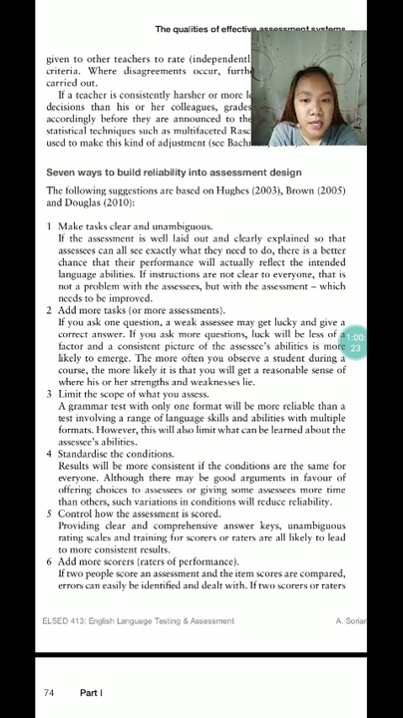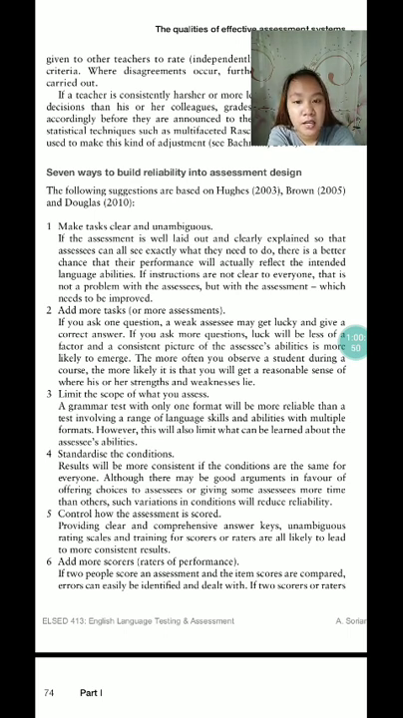Number three is limit the scope of what you assess. A grammar test with only one format will be more reliable than a test involving a range of language skills and abilities with multiple formats. However, this will also limit what can be learned about the assessee's abilities.